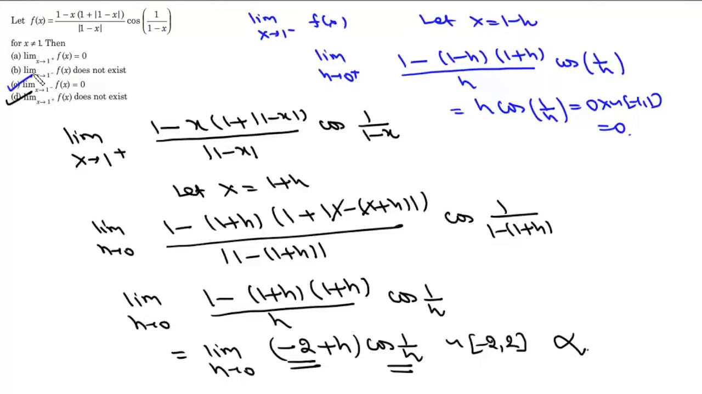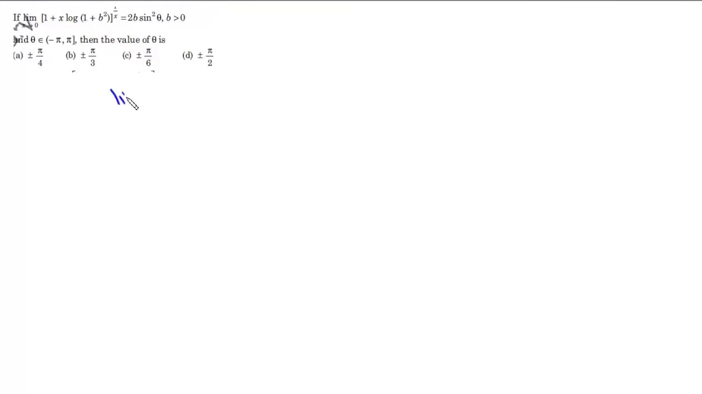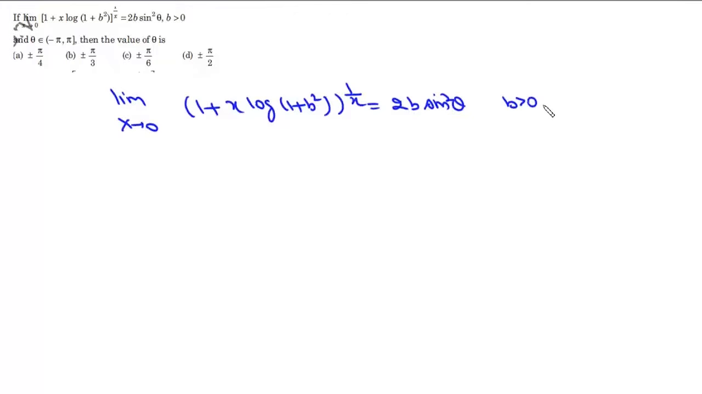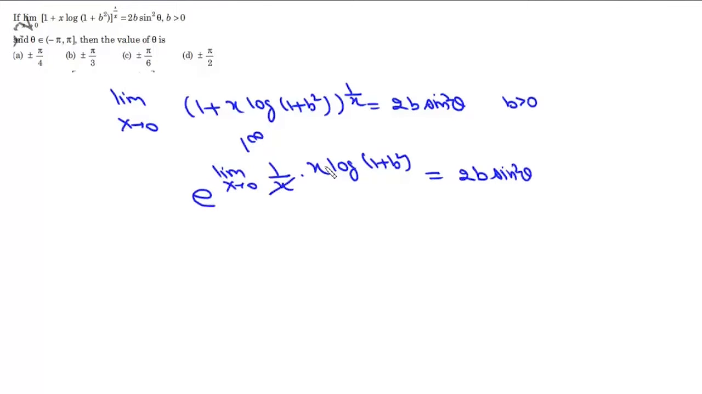That's your option C. Now here the question is, we are given this limit x tends to 0, (1 plus x log(1 plus b square)) to the power 1 by x, it is 2b sine square theta, where b is greater than 0. Now this is 1 to the power infinite form. We'll use shortcut, so it will be e to the power, and then it will be this limit x tends to 0, 1 by x, and then x log(1 plus b square), and it is equal to 2b sine square theta. Now x and x will cancel.